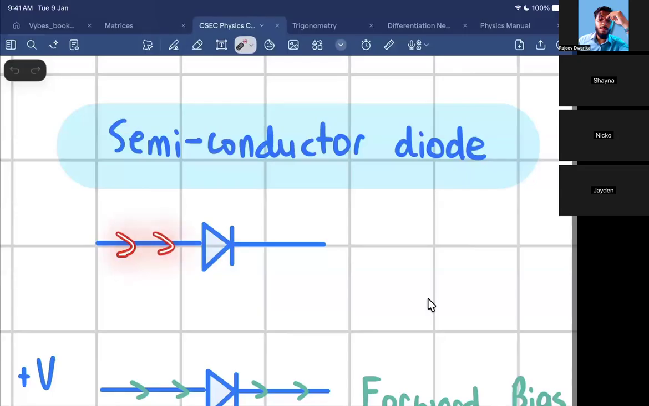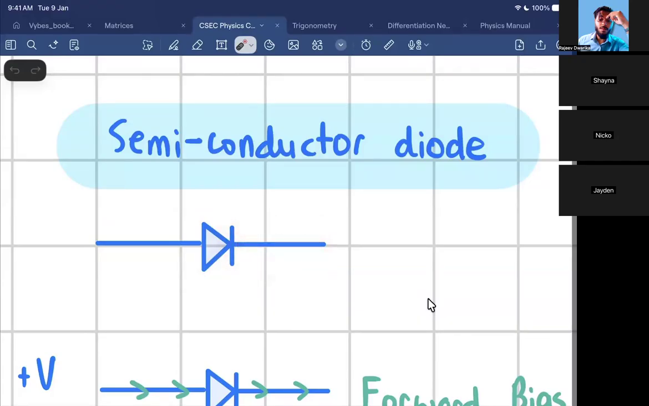So if current was flowing, do you think the diode would allow the current to keep flowing? Nikolai, look at the configuration of the diode. The diode looks like it's pointing in this direction. So would it allow current to flow like this? But if I reverse the flow of the current, would it be able to pass through the diode? It would stop it.